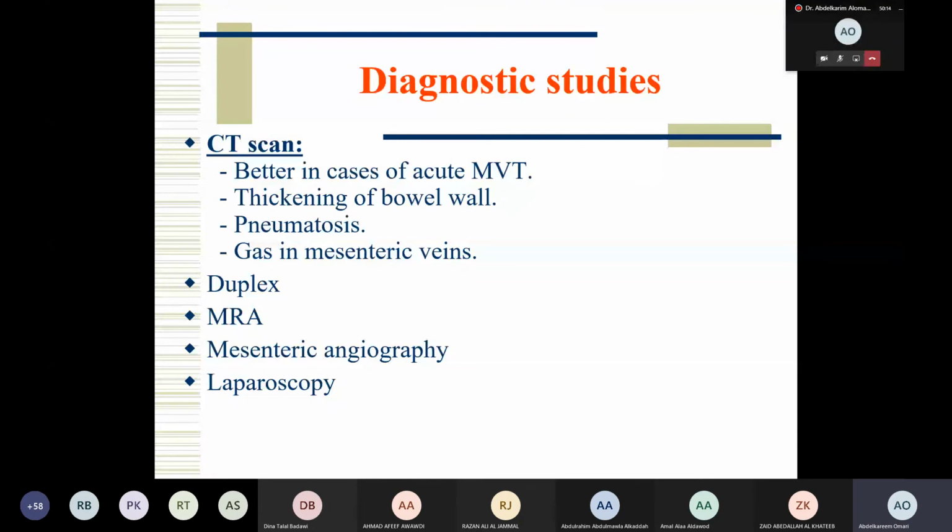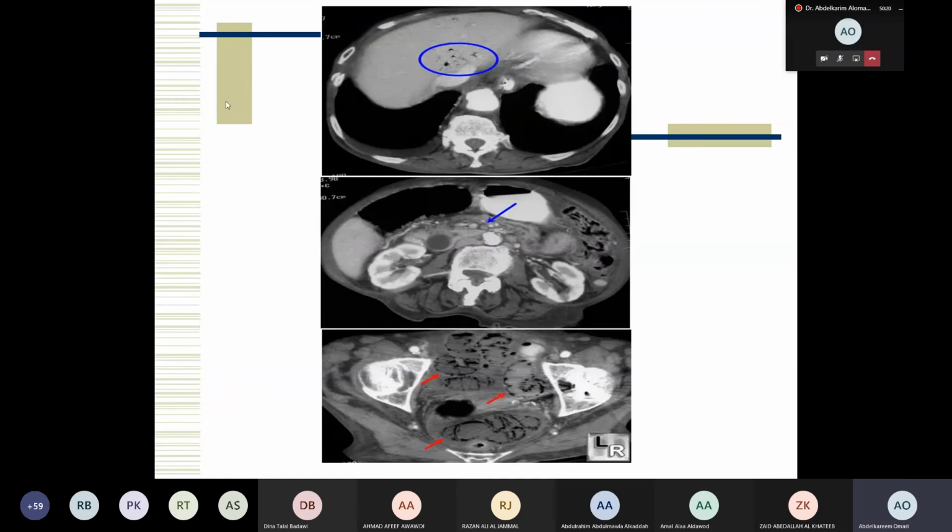So this is what we see. These are the pneumatosis, air around the wall of the intestine. So these are characteristics for the CT scan findings of the mesenteric ischemia.